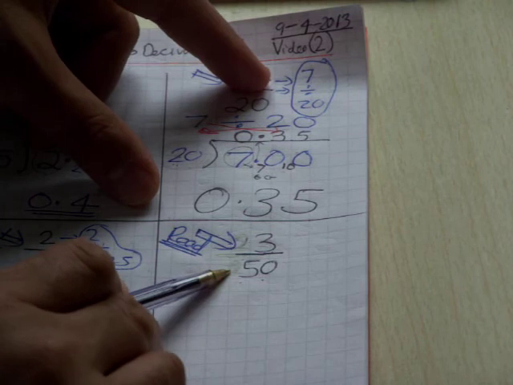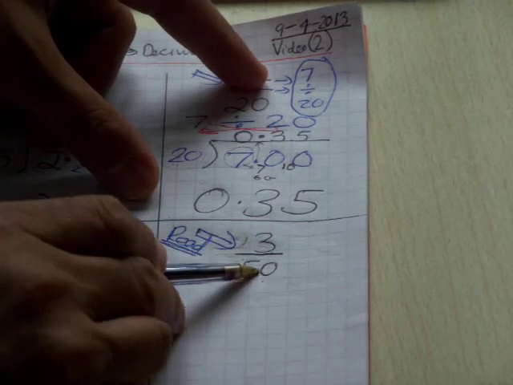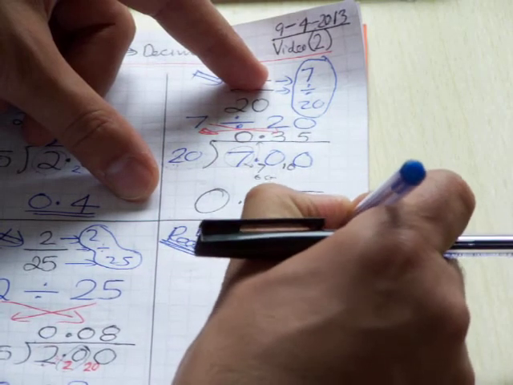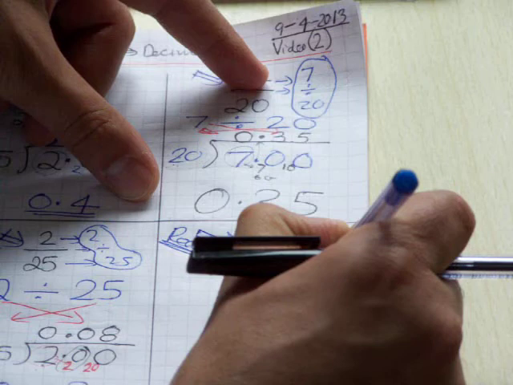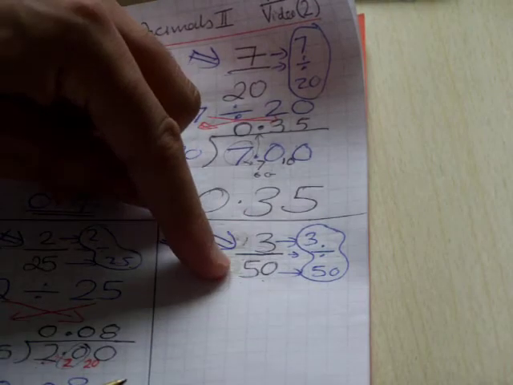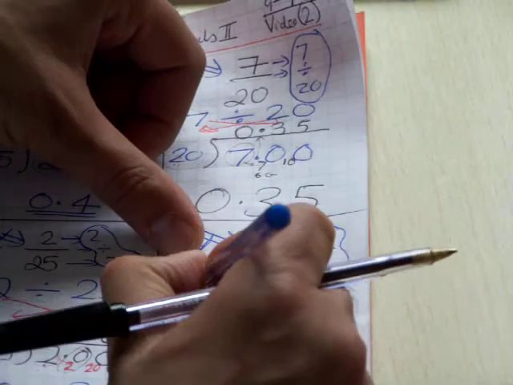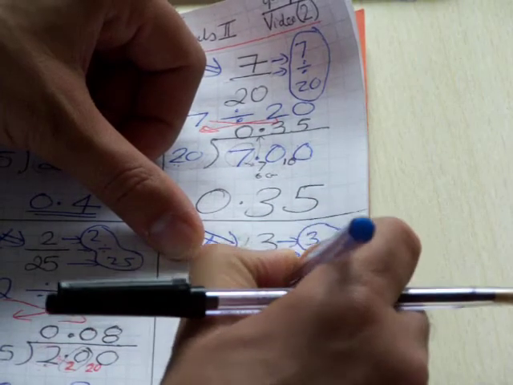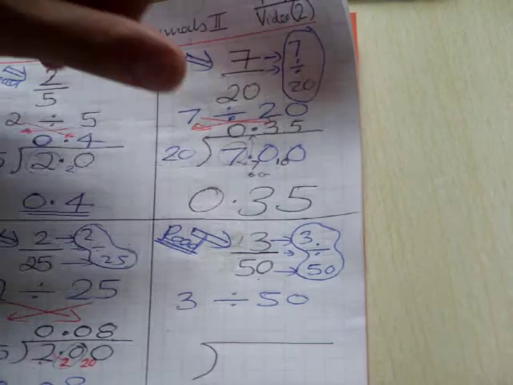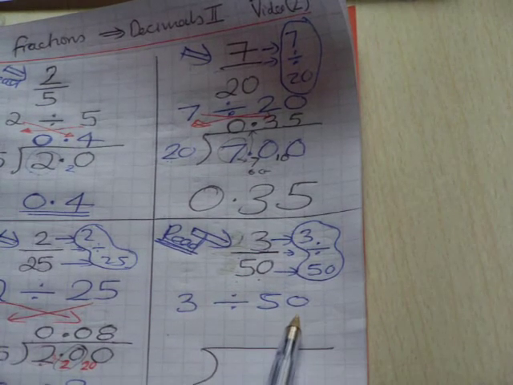So 3 over 50 means 3 divided by 50. So the top number divided by the bottom number. So that reads 3 divided by 50. Okay, I've got 3 divided by 50 written down in that format.